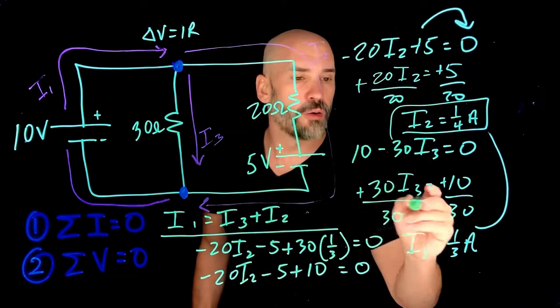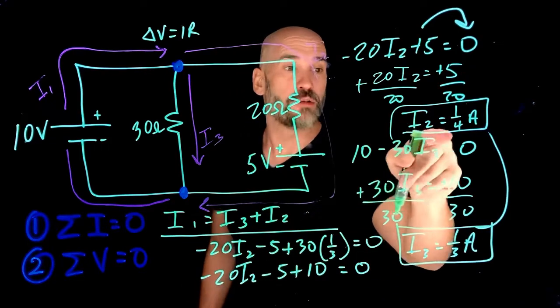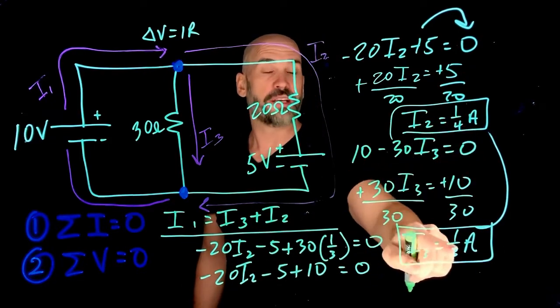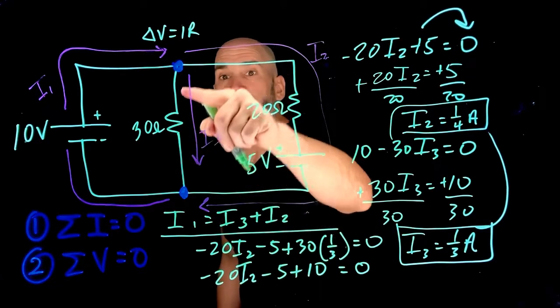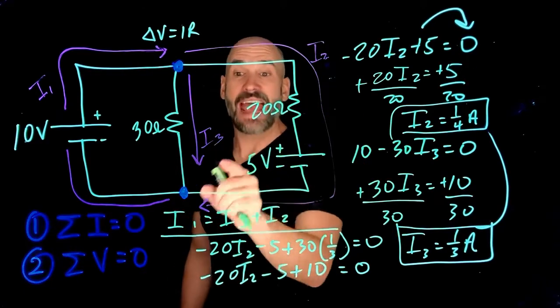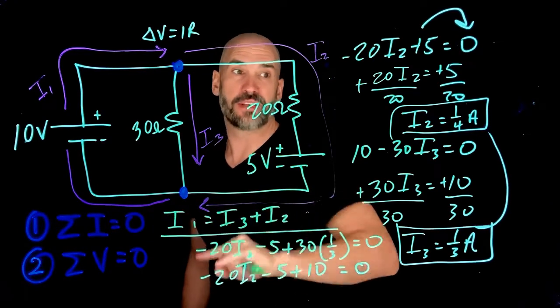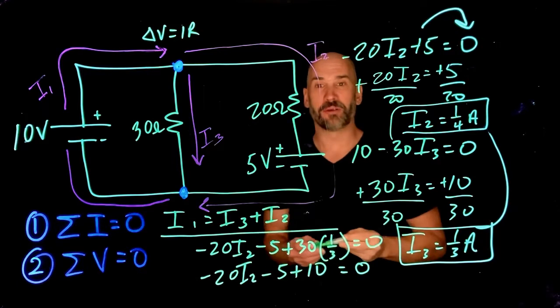Okay, so we have our 2 answers. I2 is 0.25 amps. I3 is 0.33 amps. We know the current through each resistor. Now, the problem didn't ask for it, but we could also easily solve for I1 now because it's just I3 plus I2. Pretty cool, pretty cool.